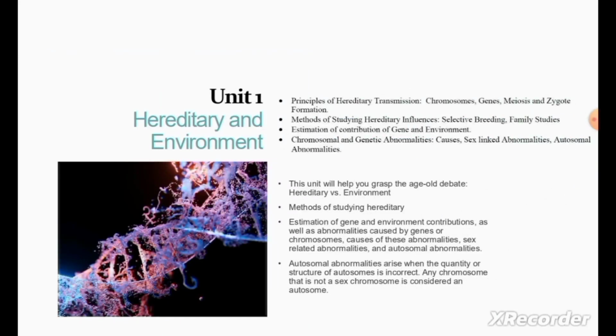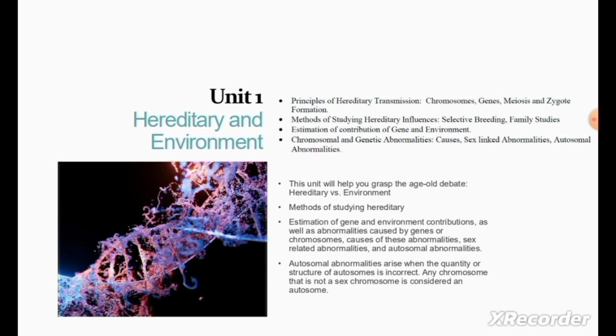It has 4 bullets. First is principles of hereditary transmission, that is chromosomes, genes, meiosis and zygote formation. Methods of studying hereditary influences, that is selective breeding and family studies. Estimation of contribution of gene and environment. Chromosomal and genetic abnormalities, causes, sex-linked abnormalities, autosomal abnormalities.